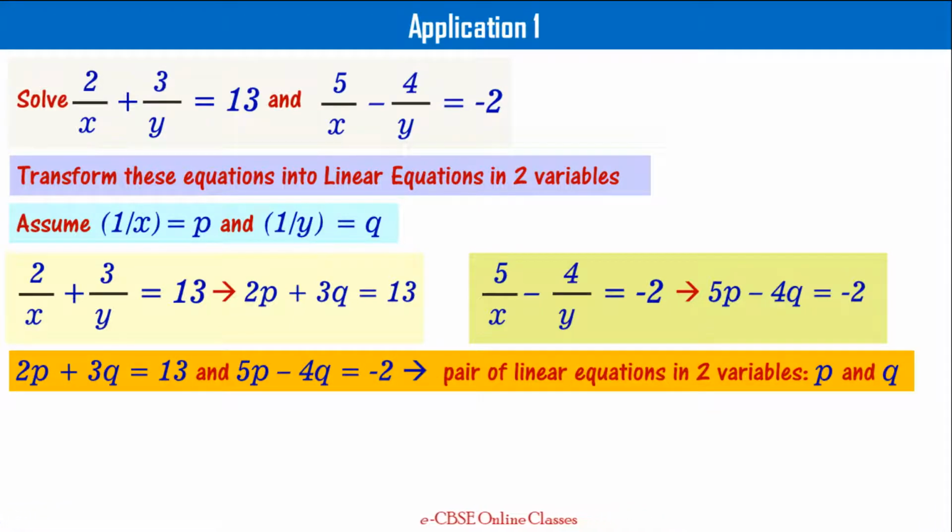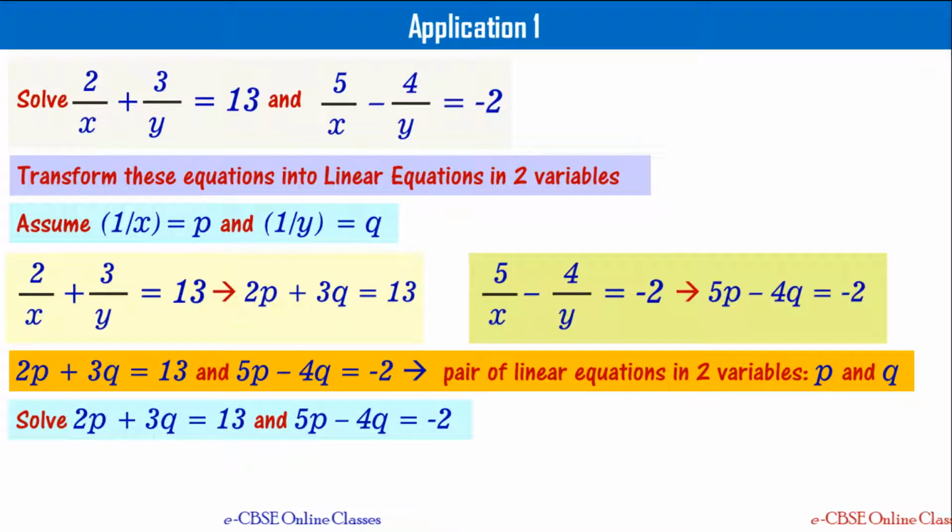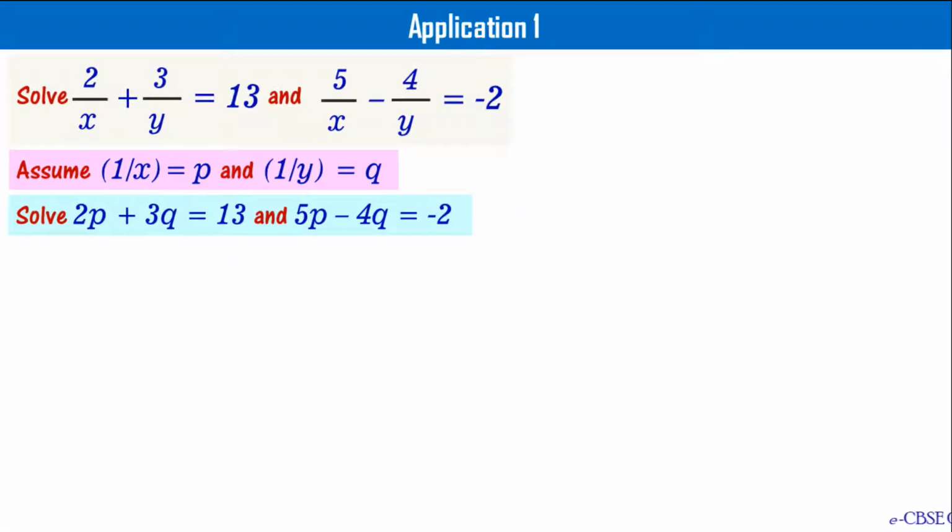So now we can say that 2p plus 3q equal to 13 and 5p minus 4q equal to minus 2 is a pair of linear equations in two variables. The variables are p and q, right? It means to solve this pair of linear equations, we can use any of the methods we learned for solving pair of linear equations in two variables, right? You can use substitution method or you can use elimination method, right? Let's do that now. Let's solve these two equations using elimination method.